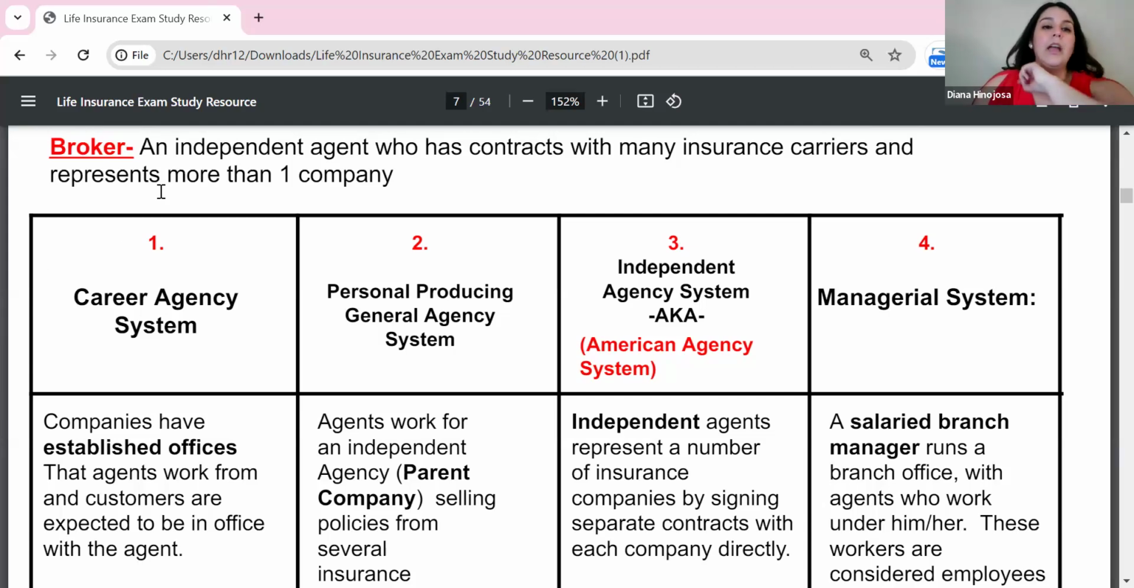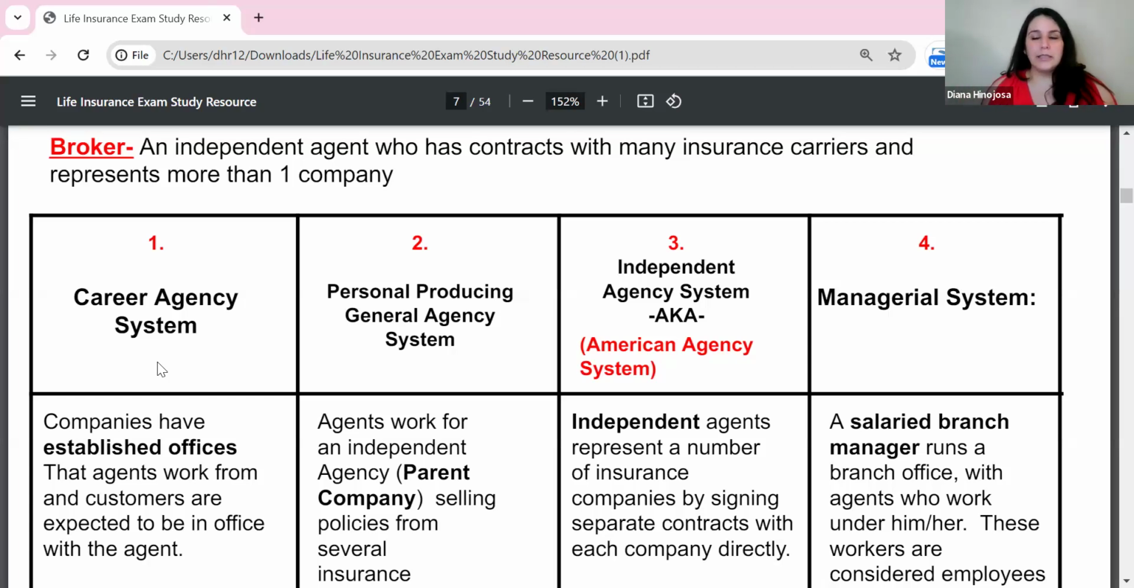So let's talk about the different types of systems, guys. The first one is your career agency system. Career agency system, this is the more traditional one. Once upon a time, they were all like this. You worked for the one company and that was it. You're committed, you're going to set up, and you're going to stay with that one company.